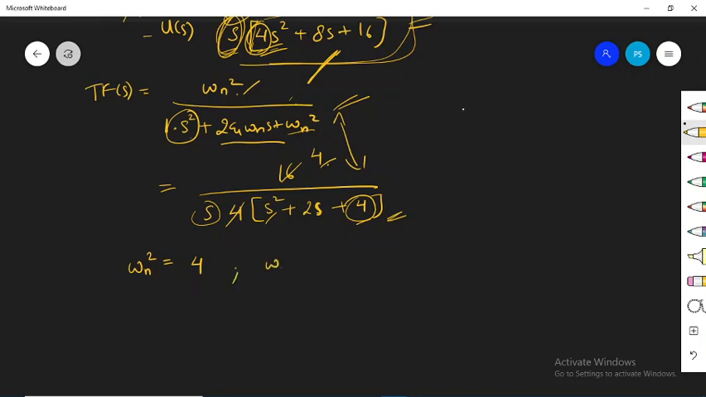Hence we can say the value of omega n is going to be under root of 4, that's going to be 2 radian per second. This is going to come in radian per second, it's going to be 2 radian per second.